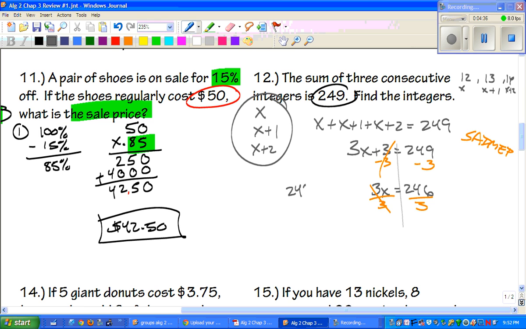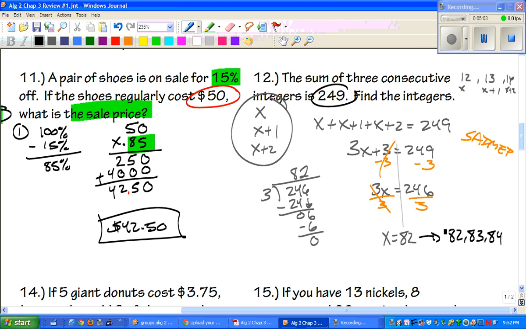Off to the side here, 246 divided by 3. 3 does not go into 2, but 3 goes into 24 8 times. Bring the 6 down. 3 goes into 6 2 times. So x equals 82, but I want my 3 consecutive whole numbers. So that would be 82, 83, and 84, the next three numbers.